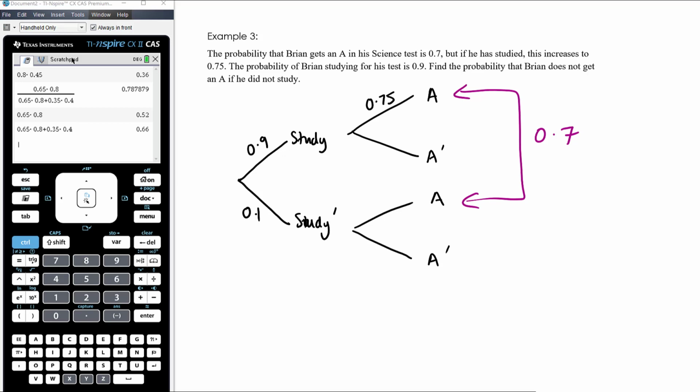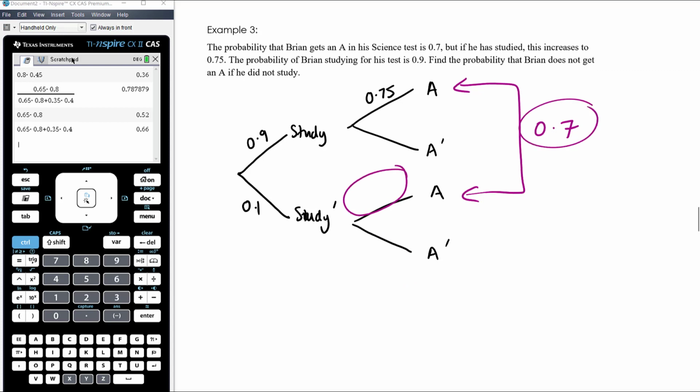Find the probability that Brian does not get an A if he did not study. Okay, so find the probability he does not get an A if he did not study. This is the probability that we want to find ultimately. However, we're going to be able to calculate this probability using this 0.7.